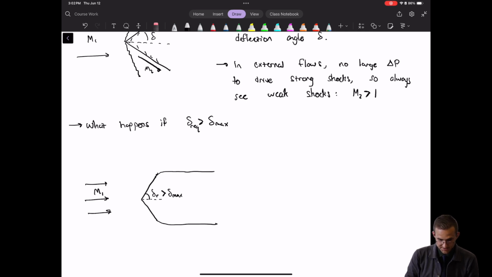So what happens is that the shock is detached. You're required to have something like a normal shock detached from the object. So the shock looks like this. Oops, sorry.